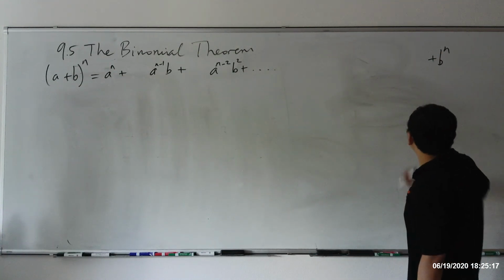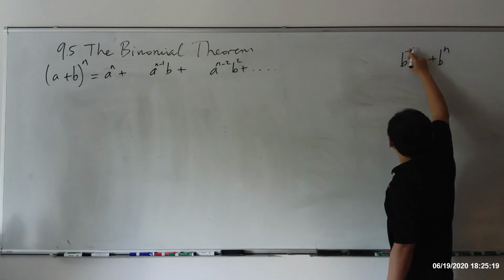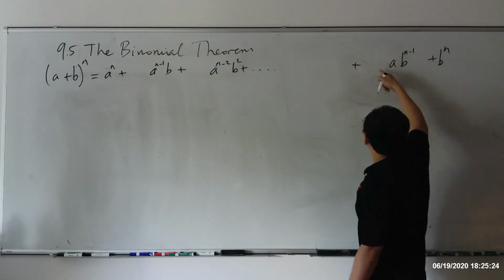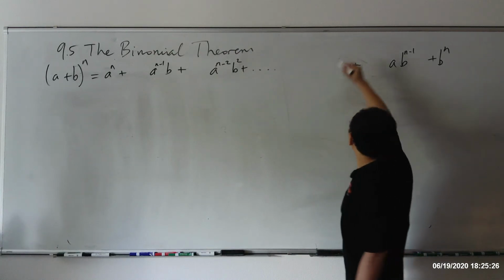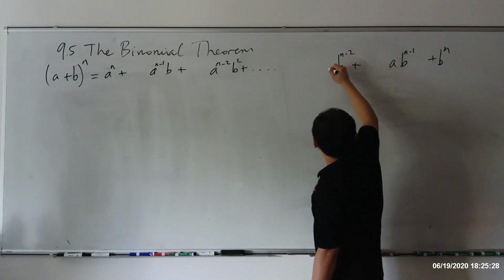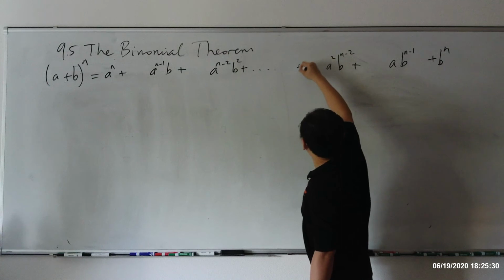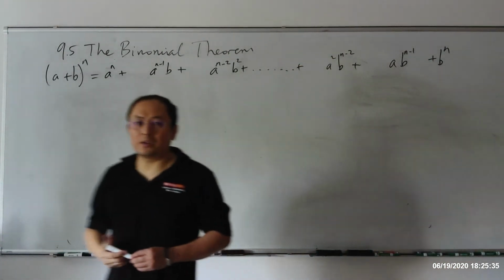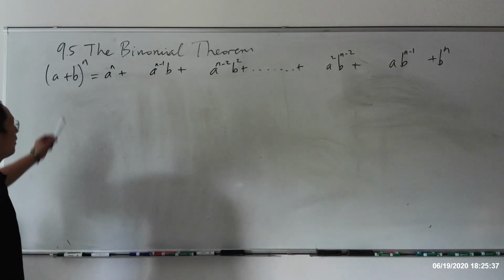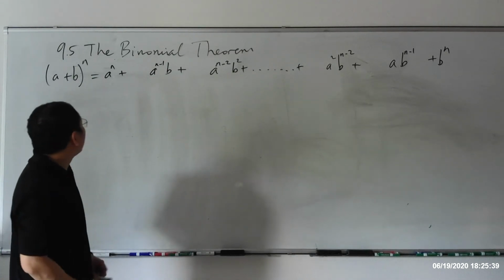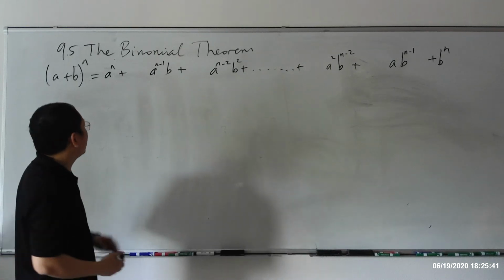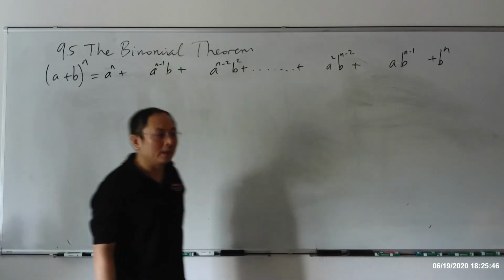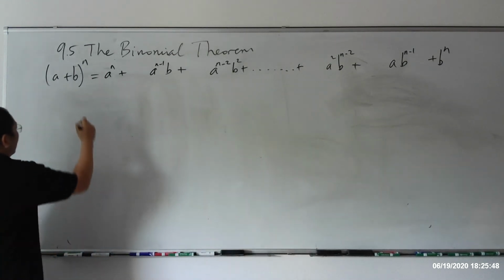And the term right before this is going to be b to the n minus 1 times a with some coefficient in front. And the term right before this is going to be b to the n minus 2 times a squared with the coefficient in front. Alright? So in general, the binomial for exponent n is going to be the sum of n plus 1 terms that way. Question is, how do we figure out the coefficient in general? In order to get there, I'm going to show you something called combination.